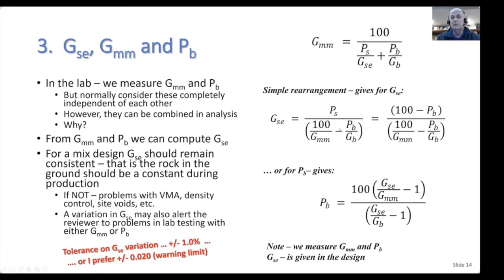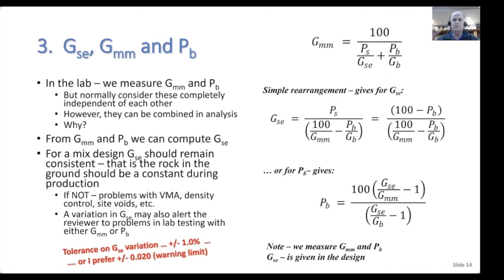We can do simple rearrangement and we can calculate GSE. Or we can do a rearrangement for PB. I normally like to use the GSE one. But why do we do this? Well, we want the GSE to remain consistent.